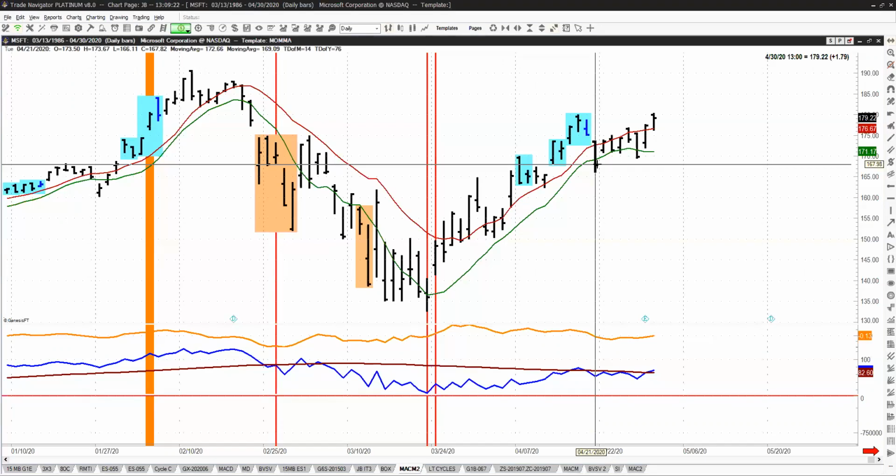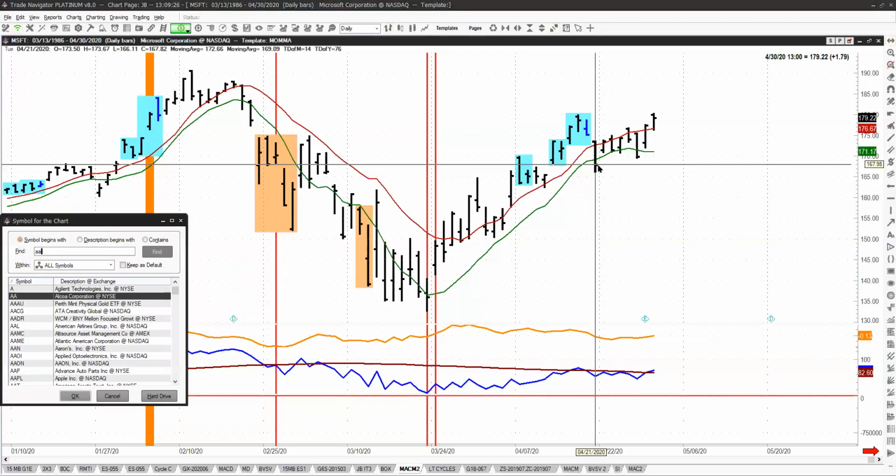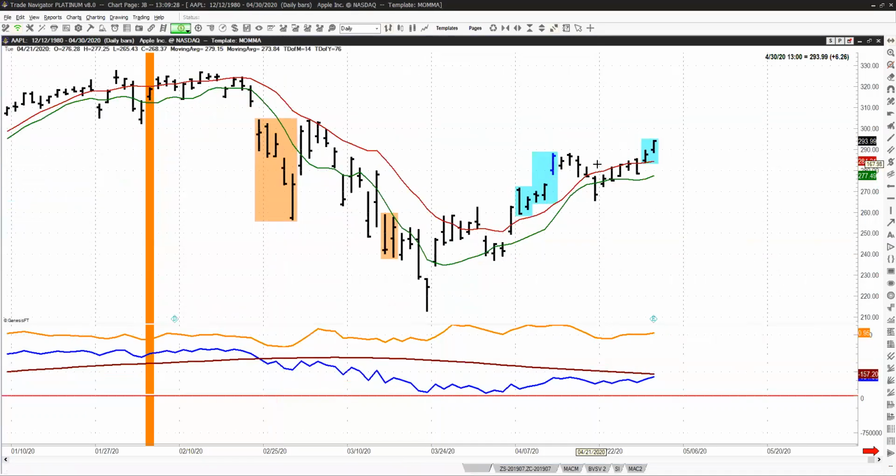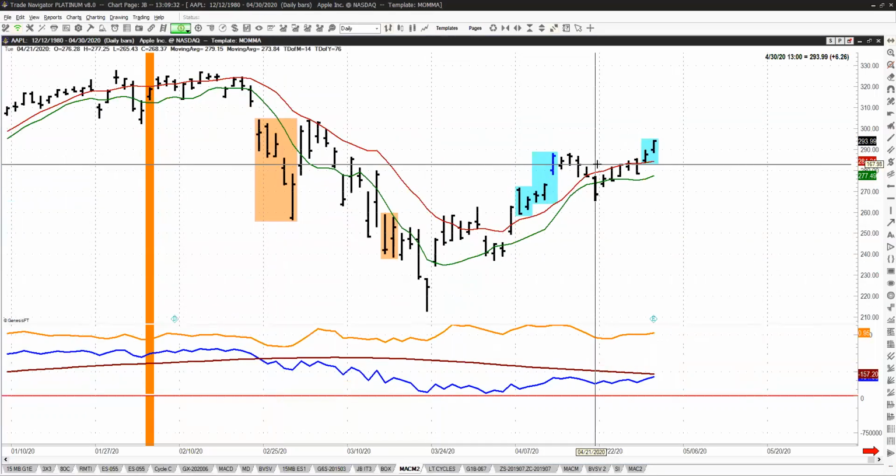The next one up is going to be Apple, and let's see what that's doing here. It was up $4 today, and so the chart is very similar to Microsoft, clearly in a bullish trend. Had a similar bullish divergence at the bottom, gave a buy trigger one day after the low.